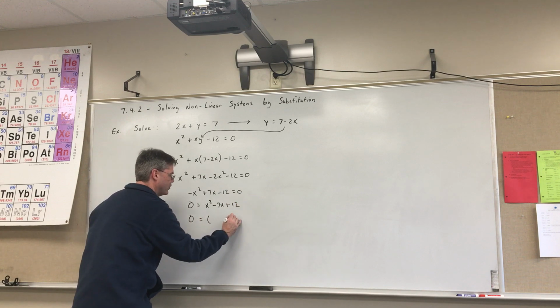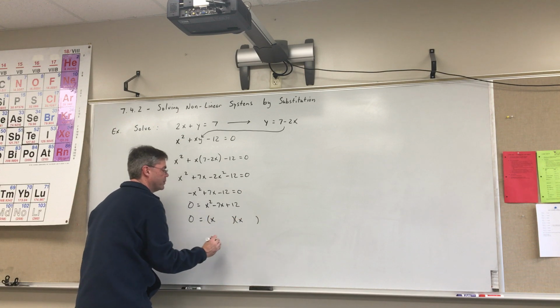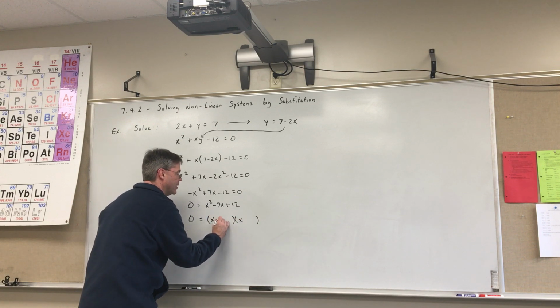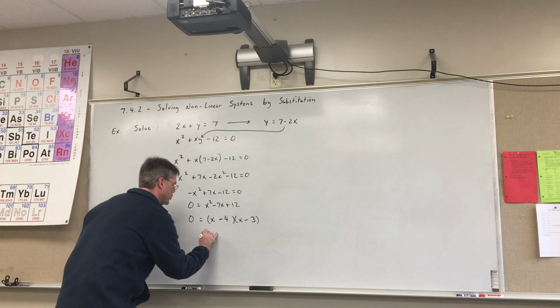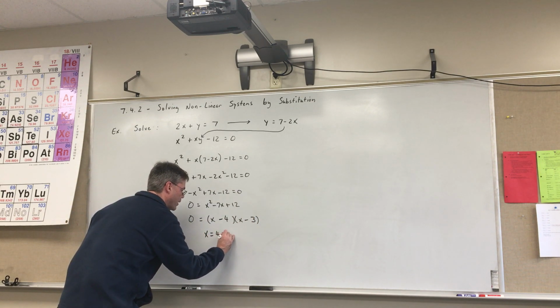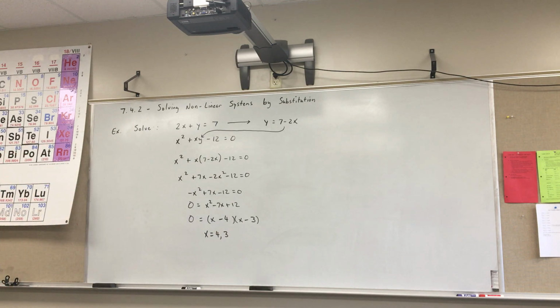And then we can factor x, and then minus 4 minus 3. So x is equal to 4 and 3. All right, so there's our x values.